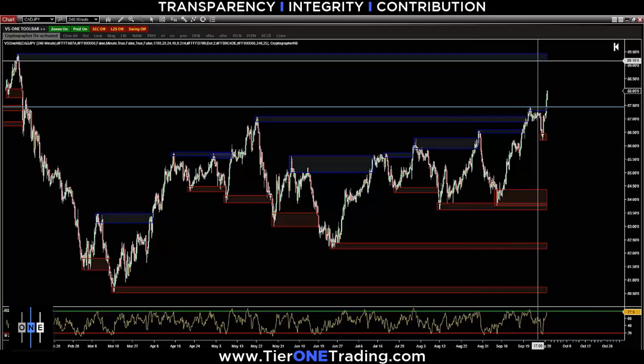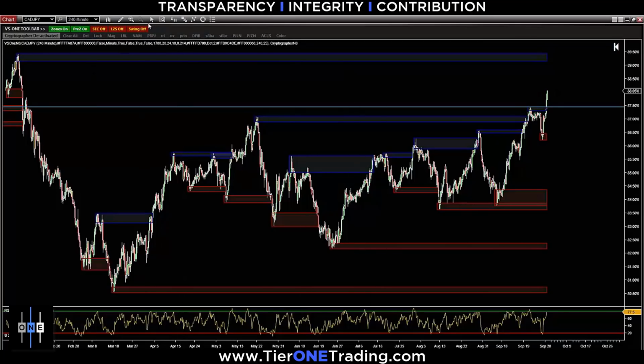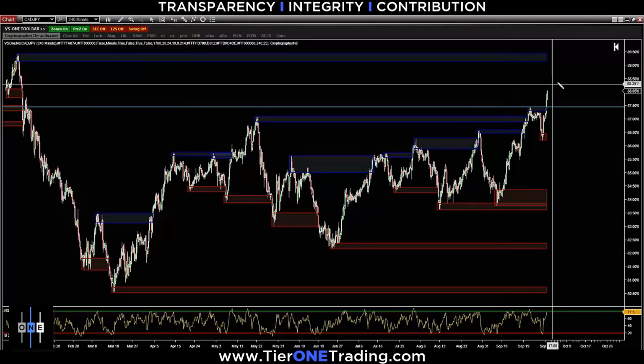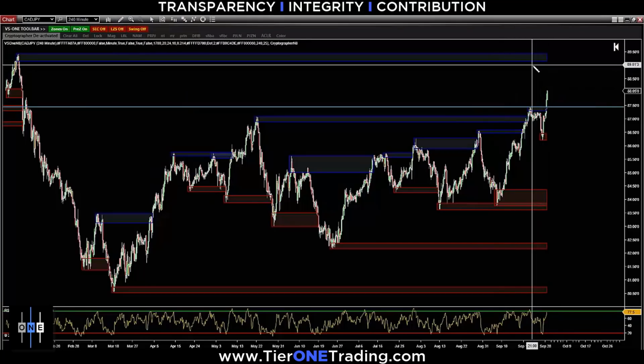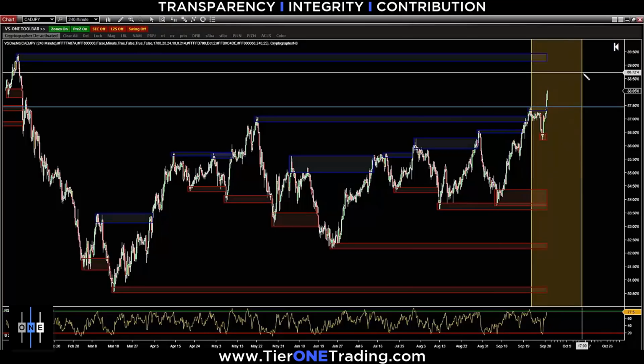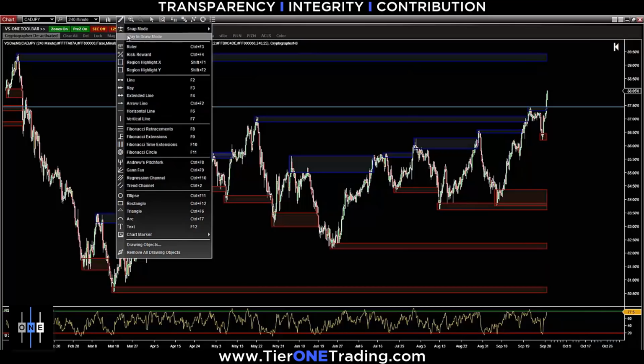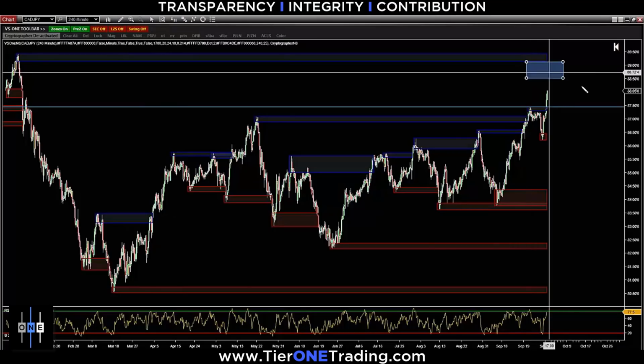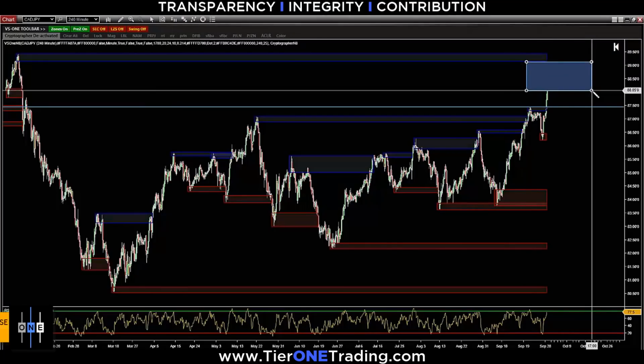But what I want to do is identify this level. And again, this is where I'm predicting price action to go to. I'm predicting price action to go to this level up here, the 89 level. So I know that if the market opens, that's the wrong tool here. What am I looking for, Akil? I'm looking for my regular box rectangle. There we go, F12.